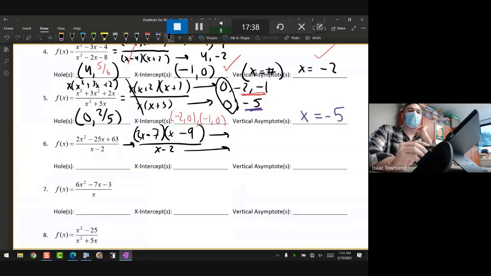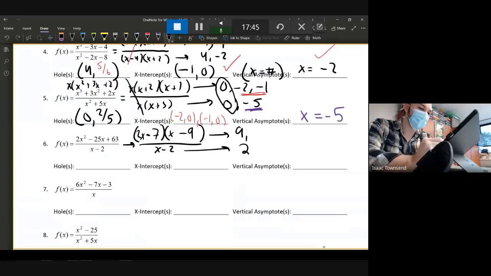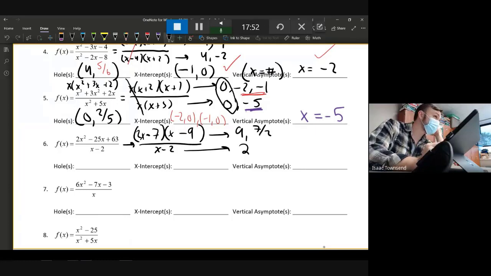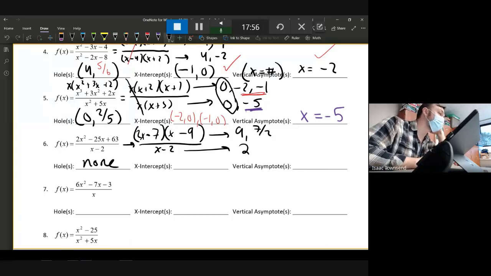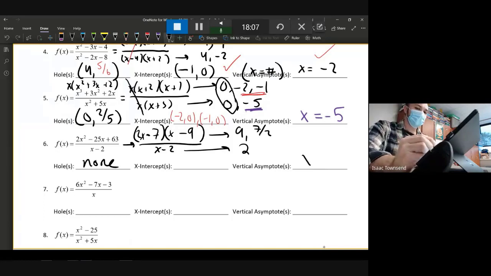Okay, so it looks like 2 makes the denominator 0, 9 makes the numerator 0, and also 7/2. So is there any number that makes the numerator and denominator 0? Okay, not everything has a hole. Most functions don't have a hole. A lot of times with rational functions they do, but not always. Numbers that make you only divide by 0 are vertical asymptotes. So there should be a vertical spike at x equals 2.